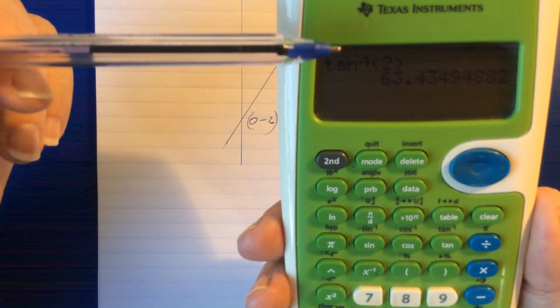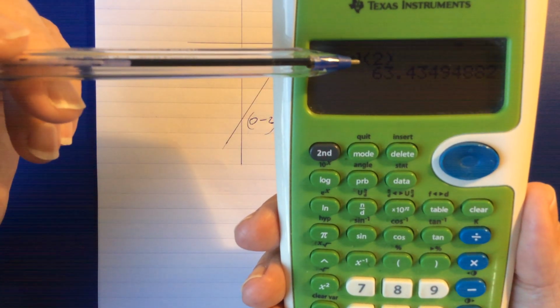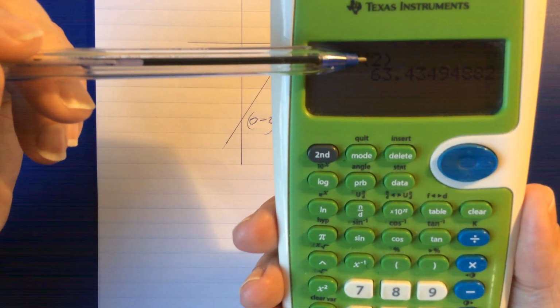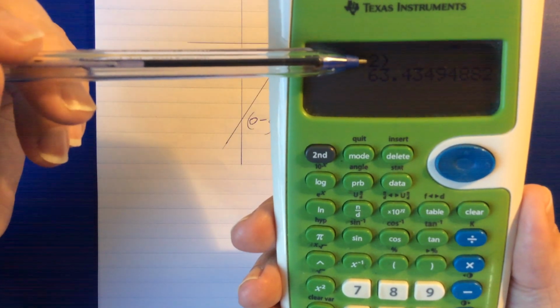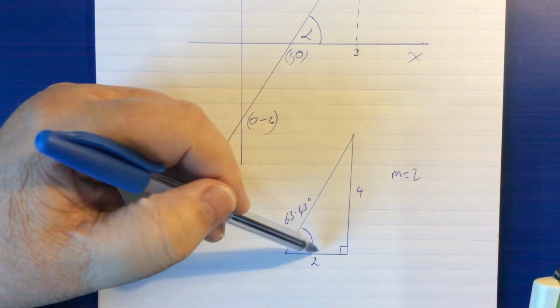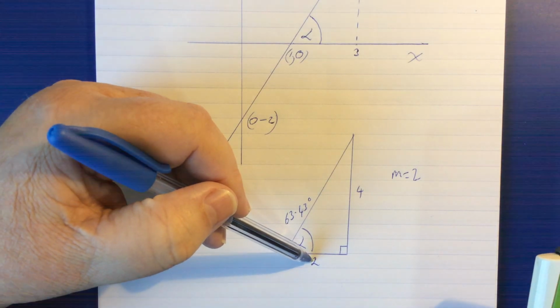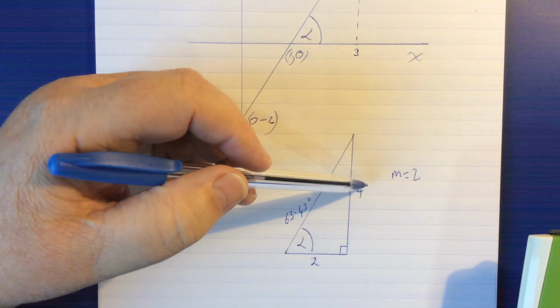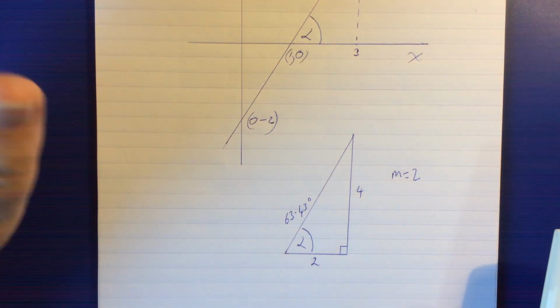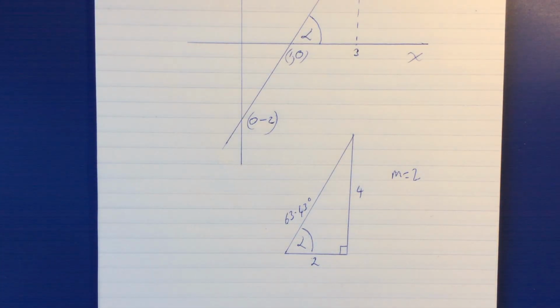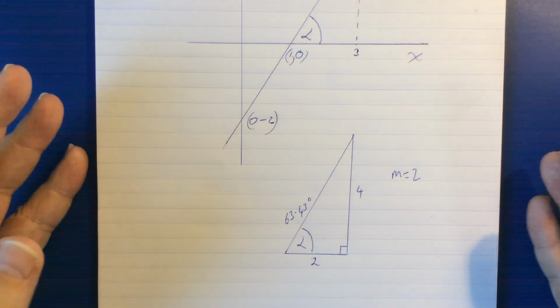And you'll notice that I skipped a step. I didn't put 4 divided by 2 in here. I just put 2 because it's fairly obvious that 4 divided by 2 is 2, and it is also our gradient. So there is an example of the relationship between these two things. So many things in maths are connected.